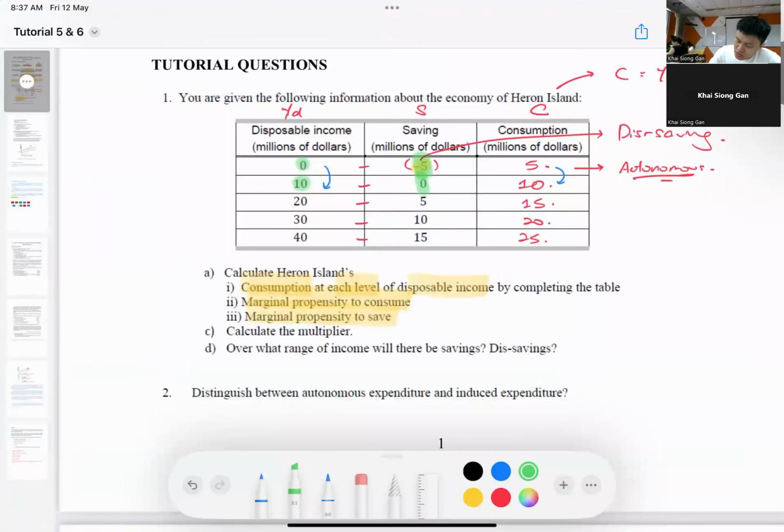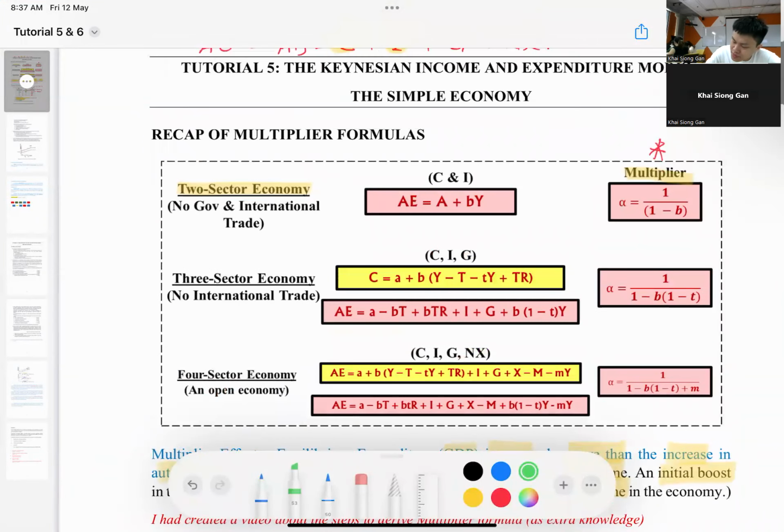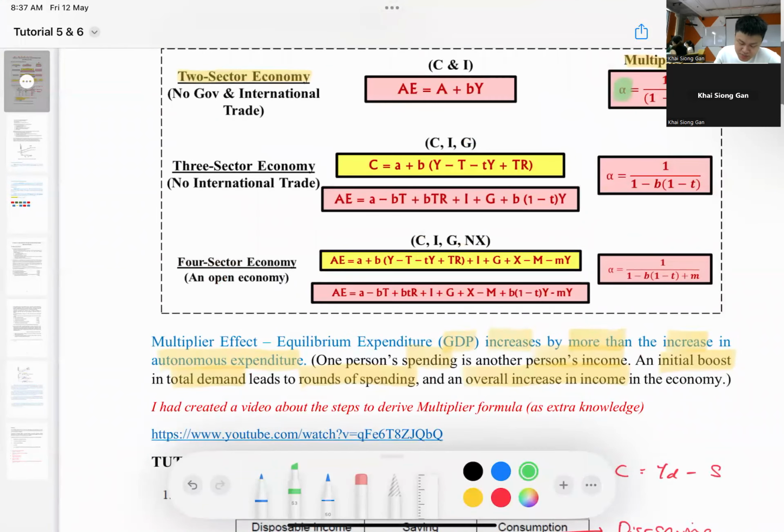Okay, let's continue to the next one. Calculate the multiplier. So now we are talking about the multiplier, and we know this is a two-sector economy. So I know that we are referring to the first formula over here. Now, in terms of how it is derived, please watch this video that I've created for you. I've shown how the derivation is done, so you can watch that if you want to.